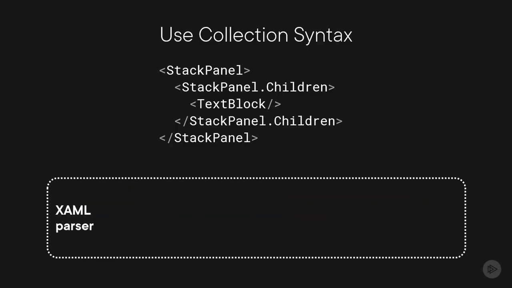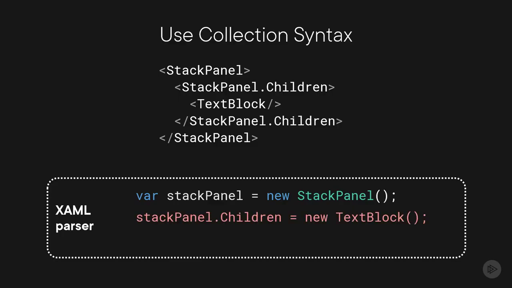Now, when the XAML parser reads this stack panel element, it creates a stack panel instance. The XAML parser is the logic in WPF that reads the XAML document to create the objects from it. Now in this case here, the XAML parser does not assign a new text block instance to the children property. That would not be possible anyway, as you cannot assign a text block to a property of type UIElementCollection. And in addition, the children property is read-only.